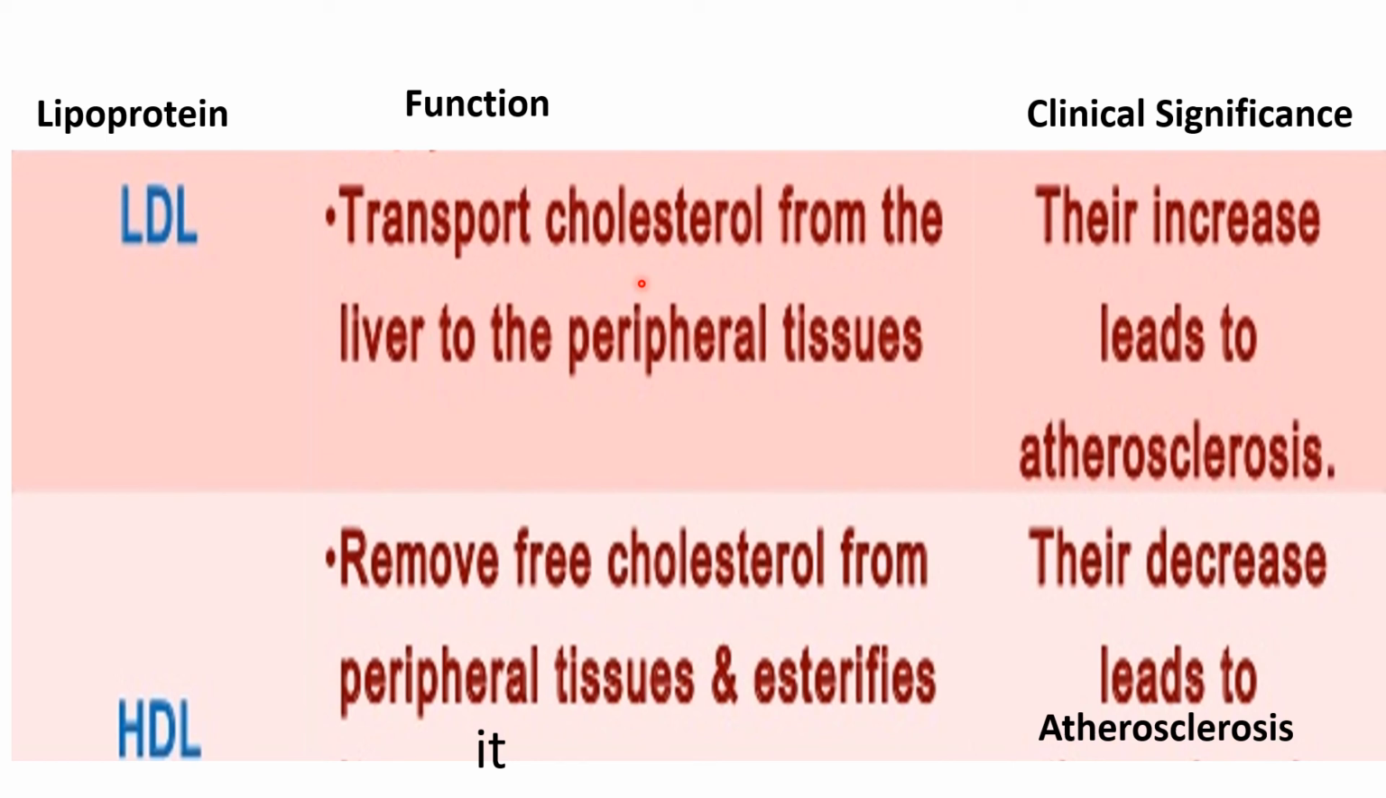lumen of the vessels. And similar is the case if there is a decreased concentration of HDL. HDL performs a very good function. It carries cholesterol from peripheral tissue to the liver for final disposal. So if the levels of HDL are less, again it is a marker that this person may suffer from atherosclerosis. So high LDL and low HDL, both are markers of atherosclerosis, that is the narrowing of the blood vessels.